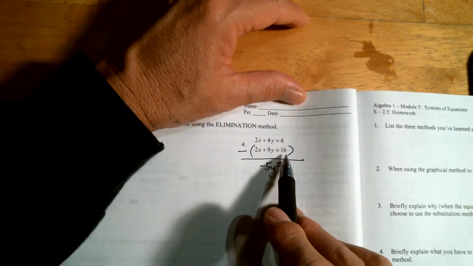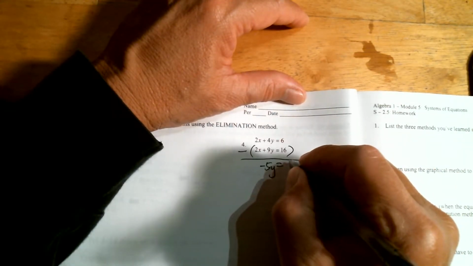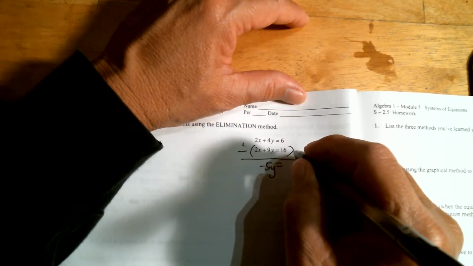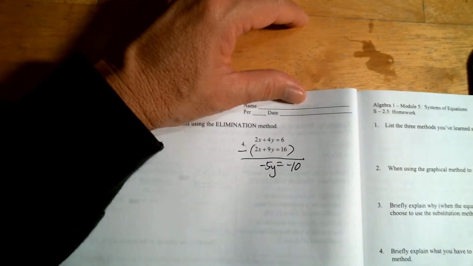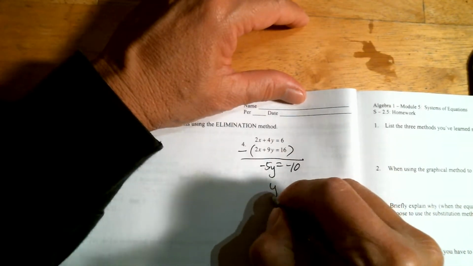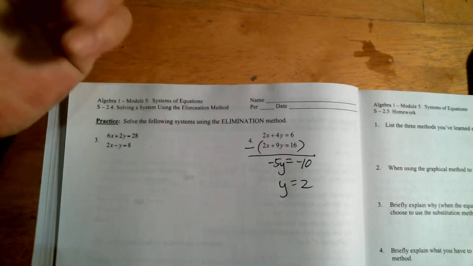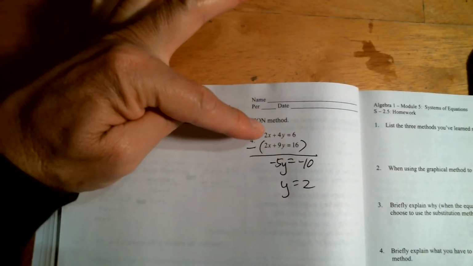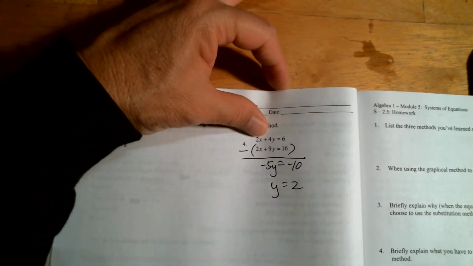I'm going to have 6 minus 16. 6 minus 16. Minus 10. Negative and negative on both sides. Here we go. Y equals 2. Y equals 2, so what is x? I just substitute back into one of these original equations. I can use the first one.